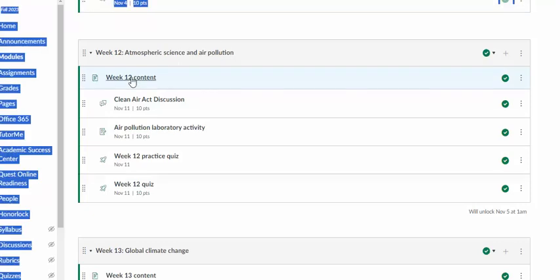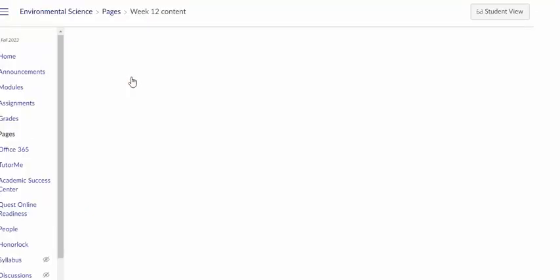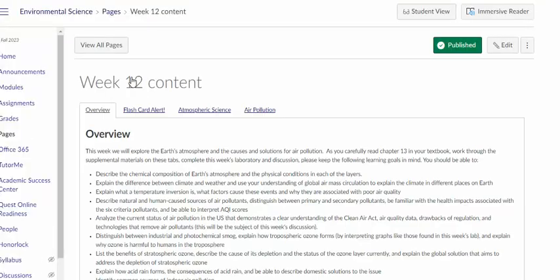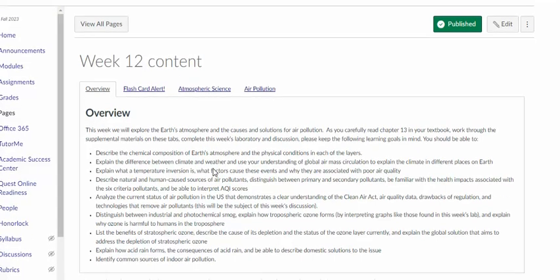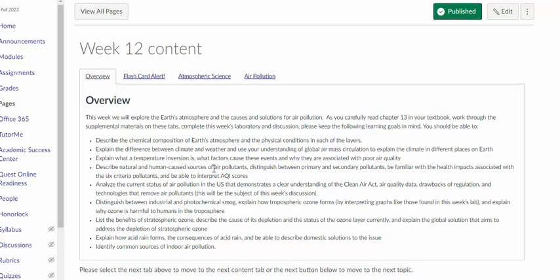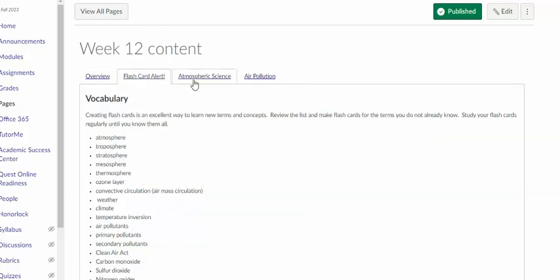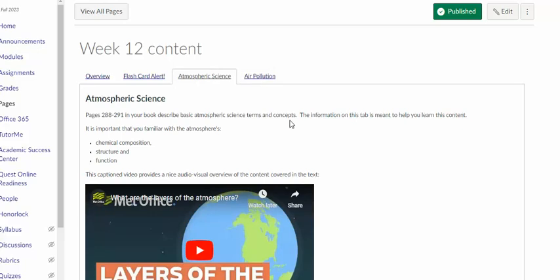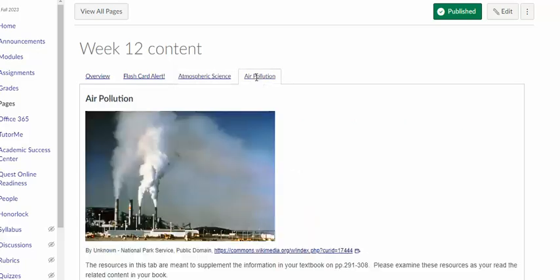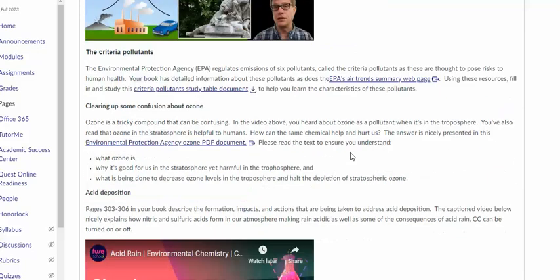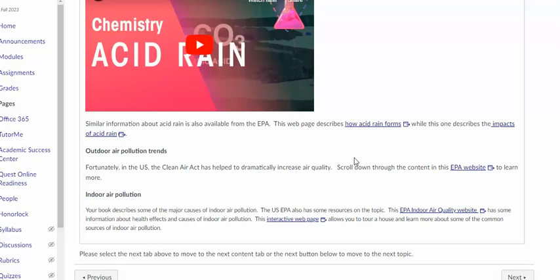The content page in this week's module has some resources for you to examine as you explore the content of chapter 13 in our textbook, including some learning objectives, some terms to know, and then some resources to help you visualize and just kind of get to know some of the content in a different way.